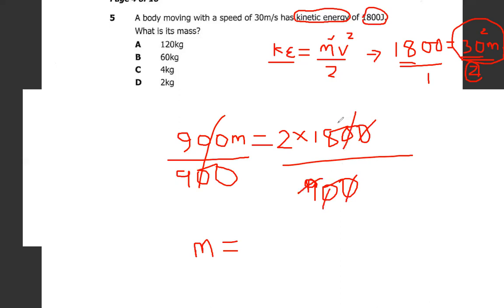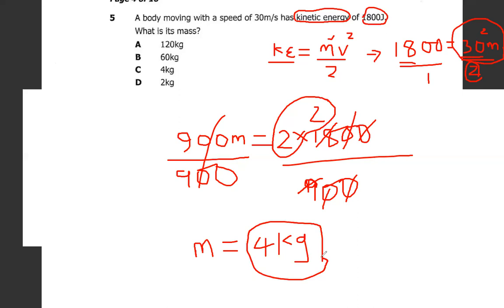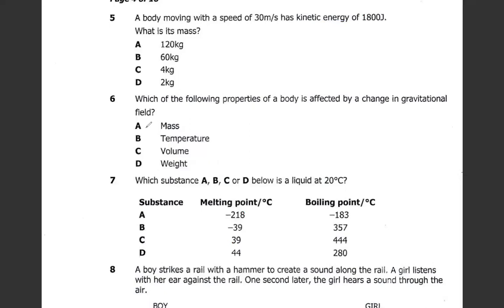This 9 goes into 18 2 times. Therefore, these are the only numbers that are multiplying to give us our mass. And that therefore our mass is 4 kilograms. So this was the mass of the object, which was moving at 30 meters per second for it to possess the total kinetic energy of 1,800. That was the answer. And then question 6.